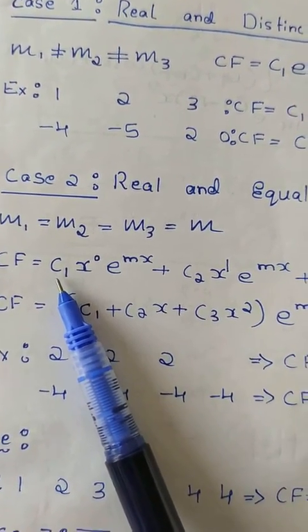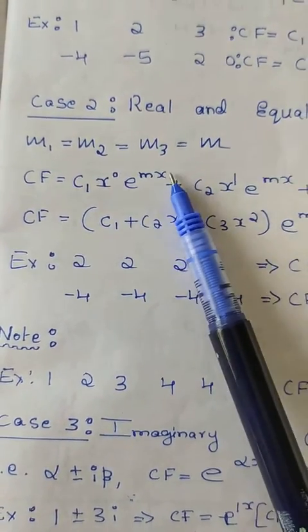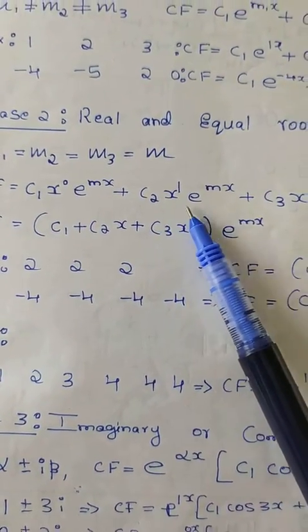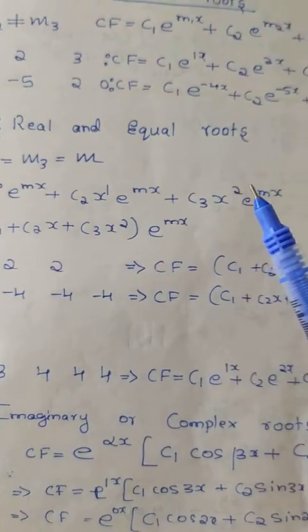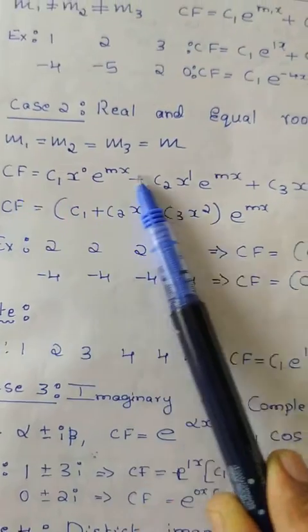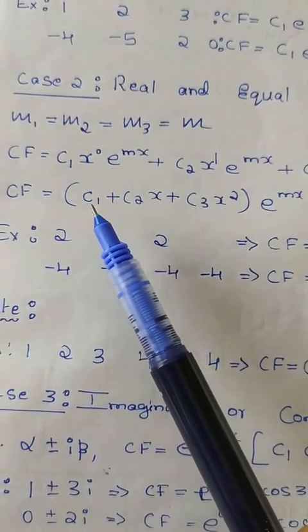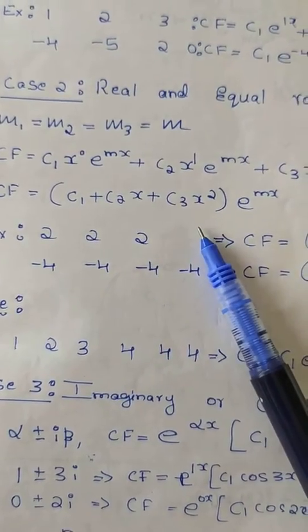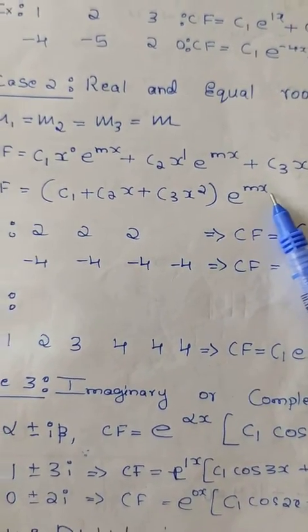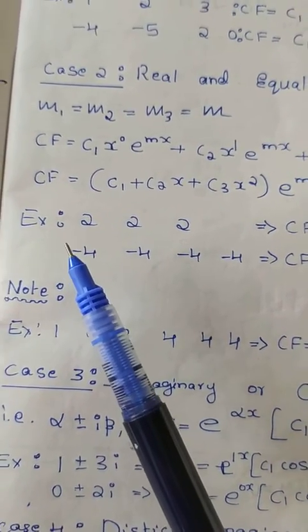First term is C1. You have to take polynomial x power 0 e power mx plus C2 x power 1 e power mx plus C3 x square e power mx. If you take e power mx common and x power 0 is 1, therefore CF is C1 plus C2x plus C3 x square into e power mx. Okay, now come to the example.